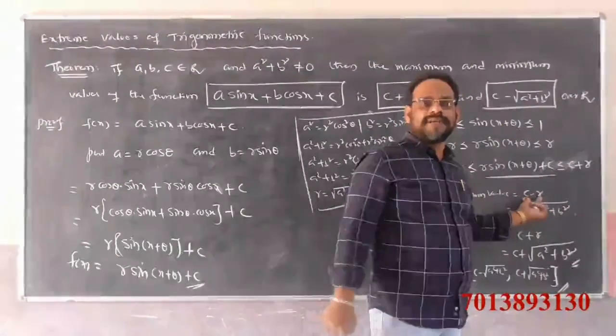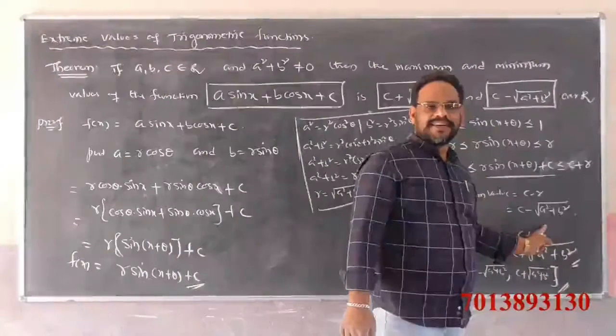Already we know the r value. How much? Square root of a square plus b square.